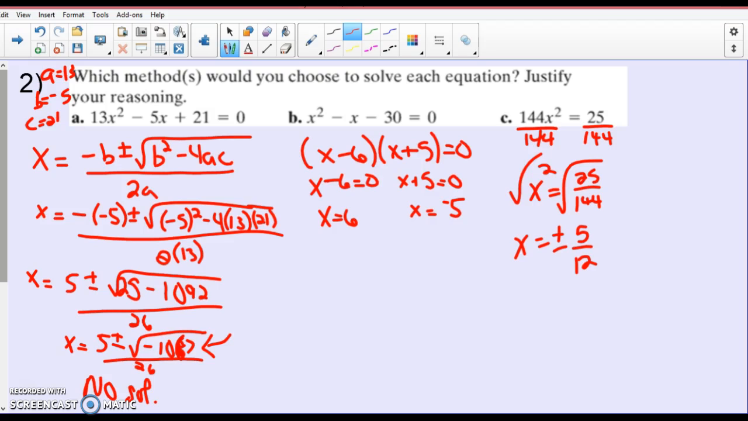Then, C. There is only an x squared. I would solve that by taking the square root. Notice, as I'm doing this, I'm thinking, wow, this is awesome, because 25 and 144 are perfect squares. Do not divide that and make it a decimal. Leave it as a fraction. You know you're going to take the square root. You know that they're perfect squares. Do not forget plus or minus. Hold on.